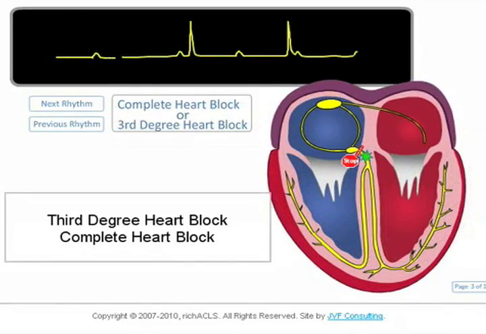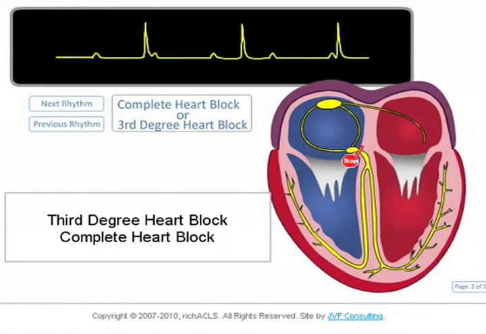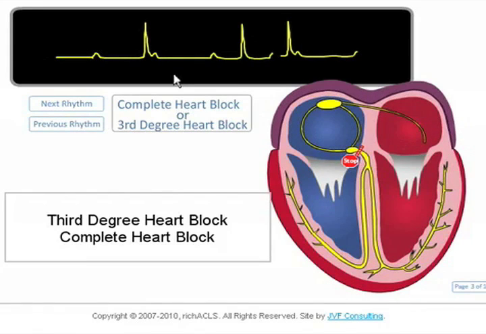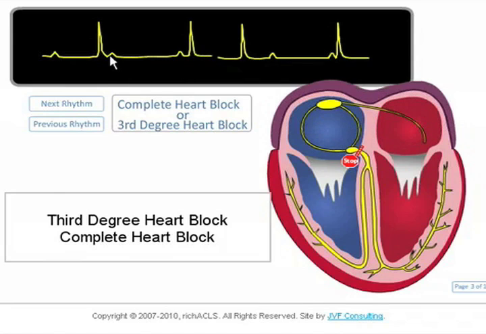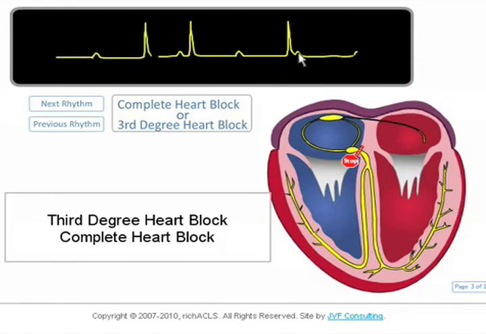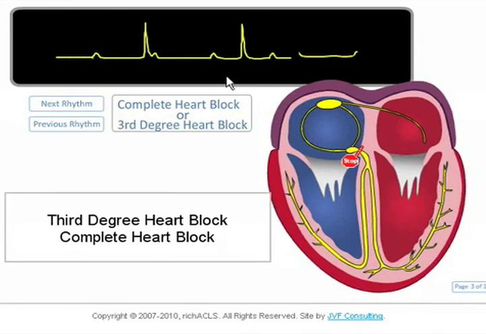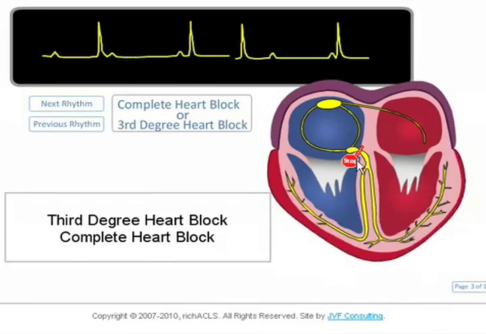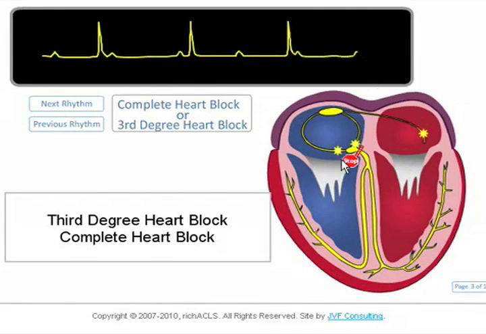Here is third-degree heart block, also called complete heart block. The unique characteristic of this rhythm is the dissociation of atrial and ventricular conduction. There is no PR interval. The atrium is firing at a different rate than the ventricles. The atrial rate here is about 60, and the ventricular rate is about 30. The AV node is damaged and cannot conduct impulses from the atrium to the ventricles.